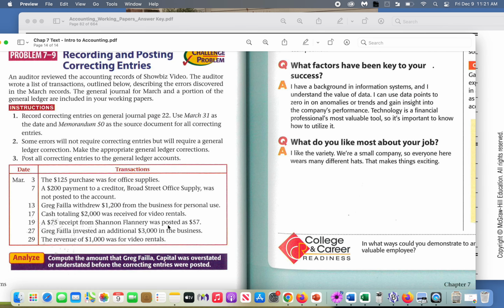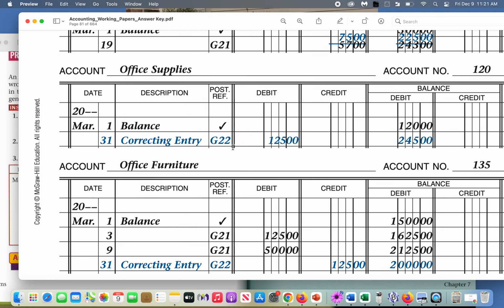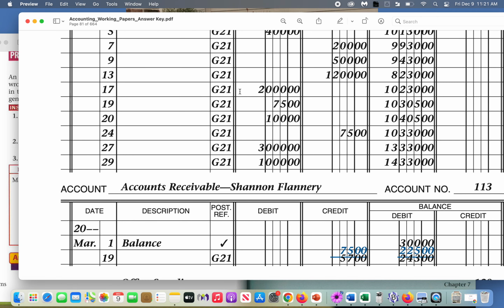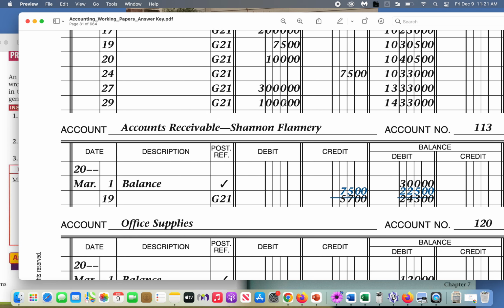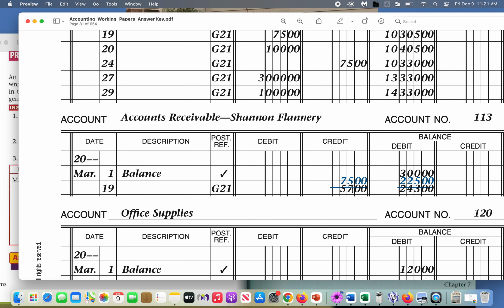A $75 receipt from Shannon Flannery was posted. So that means we journaled correctly. Was posted as 57. I don't know which account. Cash and bank or Shannon Flannery accounts receivable. So I'm going to look and find them. 75, so March 19, 75 is correct here. So let's do, there it is. It was 57. So this is an example of I don't need to do a new journal entry. I just simply need to do this and redo my balance. Perfect.